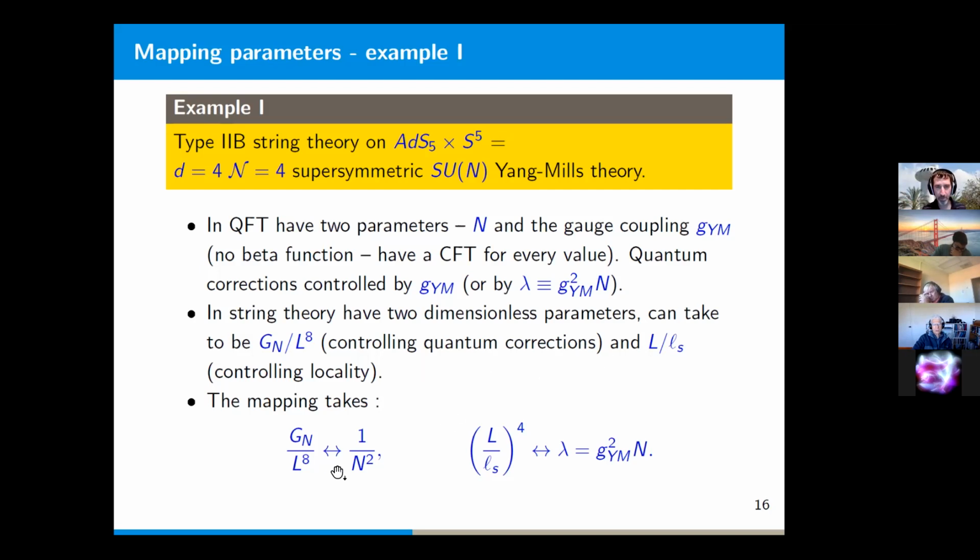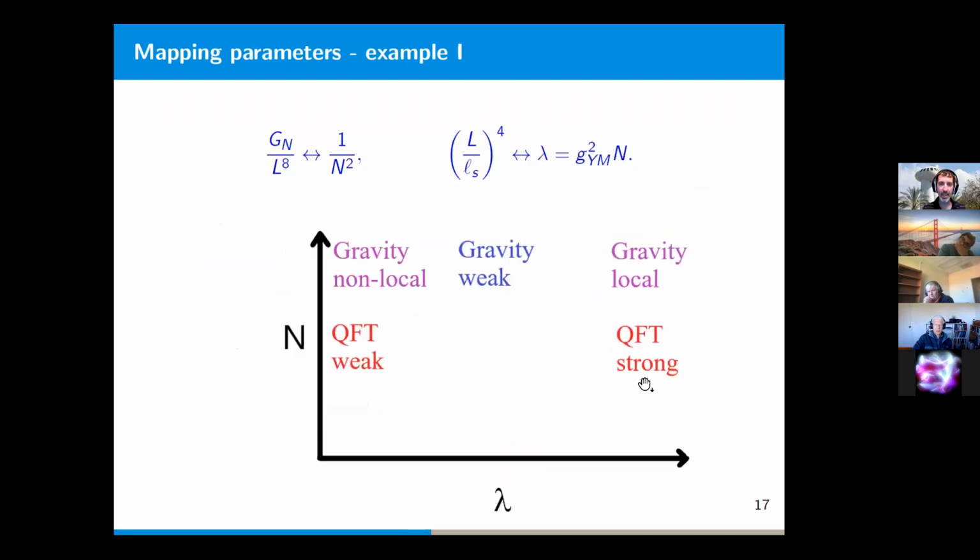Now, the way that the mapping works is that this parameter G_N over L^8, which governs the quantum corrections on the anti-de Sitter side, maps to 1 over N squared on the field theory side, while the parameter that governs the quantum corrections on the field theory side, this coupling g_YM squared N, maps to this non-locality parameter on the gravity side. So if we look at this 2-dimensional space of parameters of this theory, one is this discrete parameter N, but I'm drawing it here as continuous, and then we have this other parameter which really is continuous, lambda.